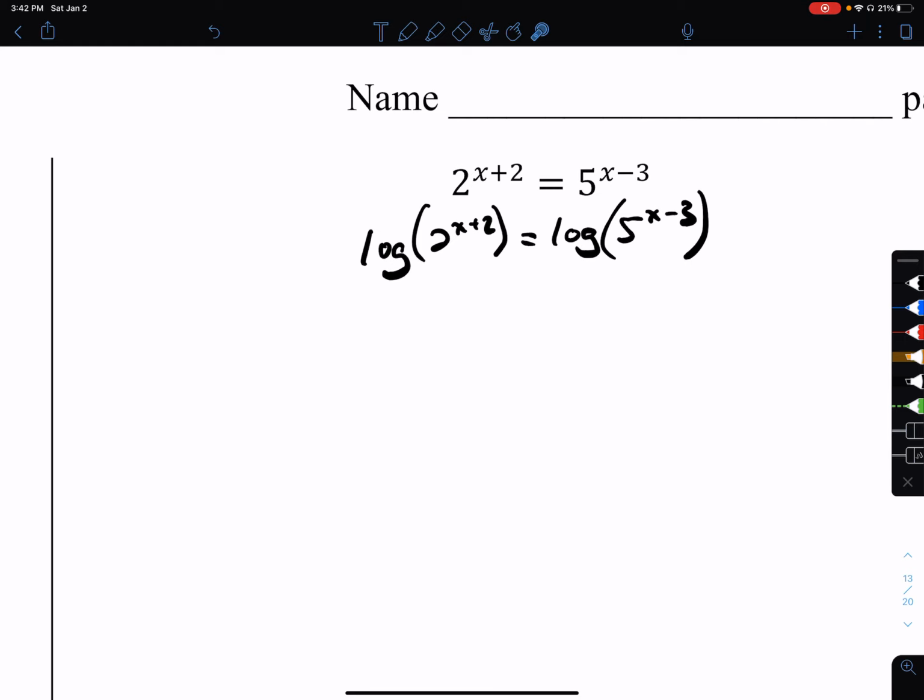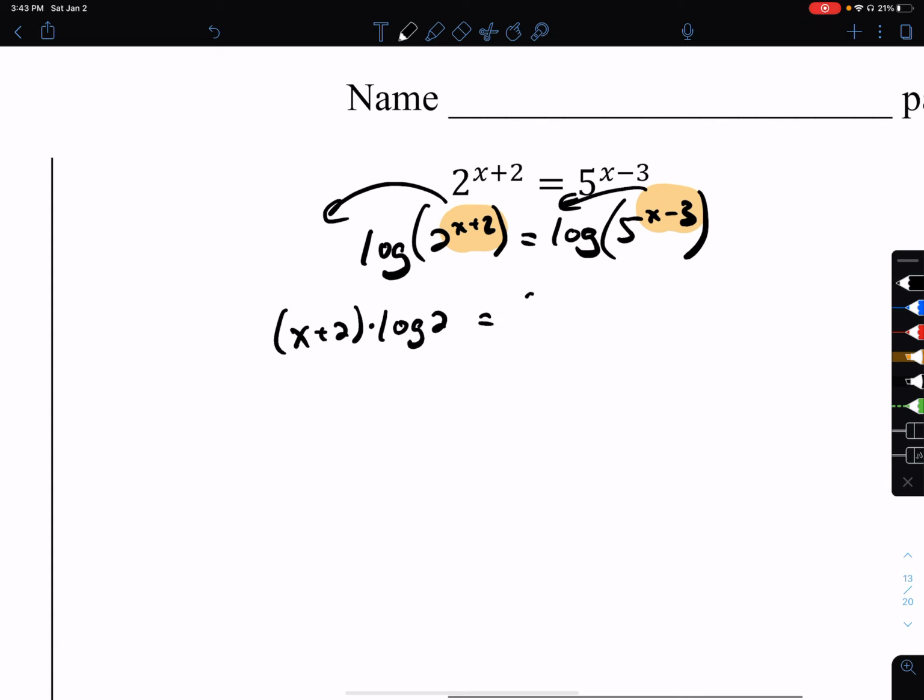Using the power property, I'm going to take these exponents and write them in front as coefficients. That's going to be x plus 2, there's multiple terms, so we got to put it in parentheses, times log of 2 equals x minus 3 times log of 5. Once again, sometimes in math, you have to make things dirty to get them clean.